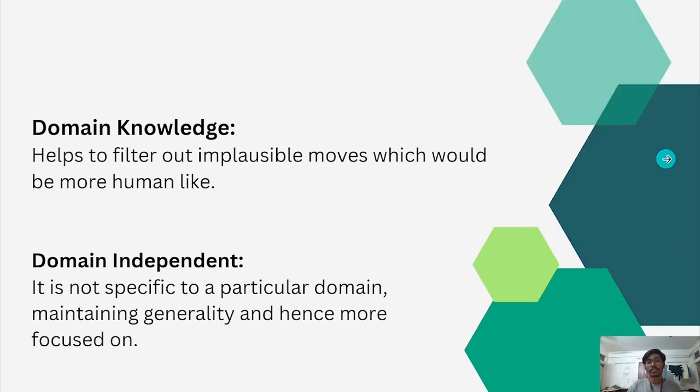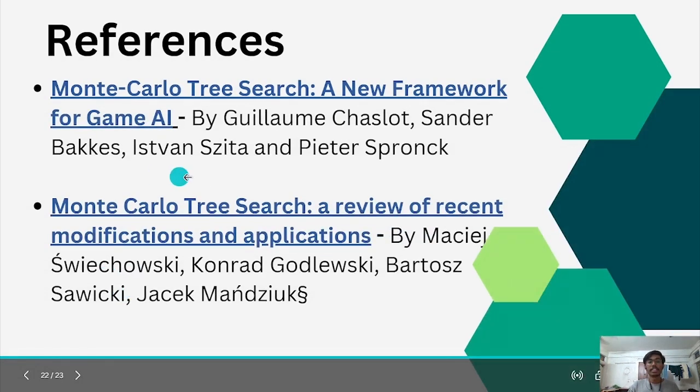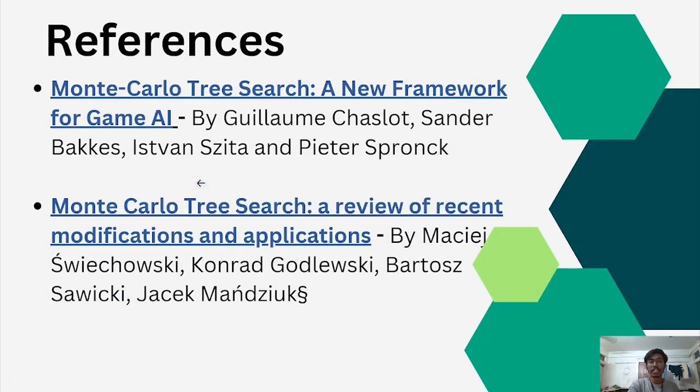Next, these are the references that we have used. The first one is Monte Carlo Tree Search: A New Framework for Game AI. And the second one is Monte Carlo Tree Search: A Review of Recent Modifications and Applications.